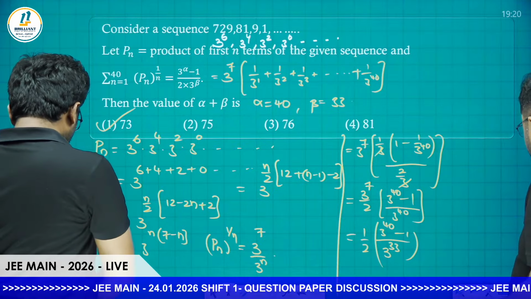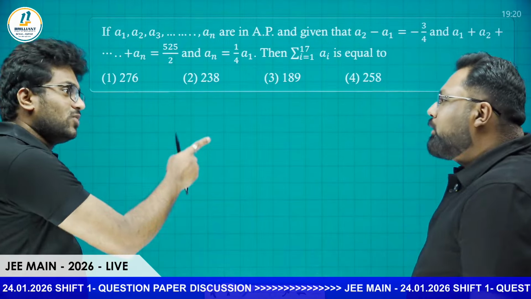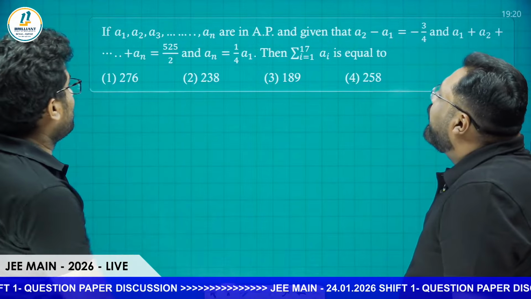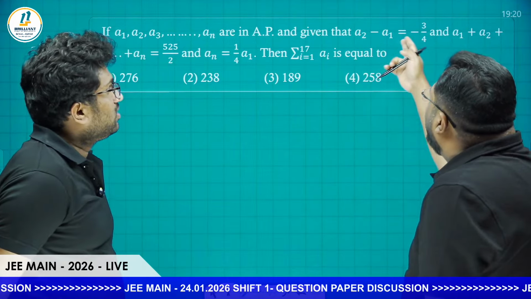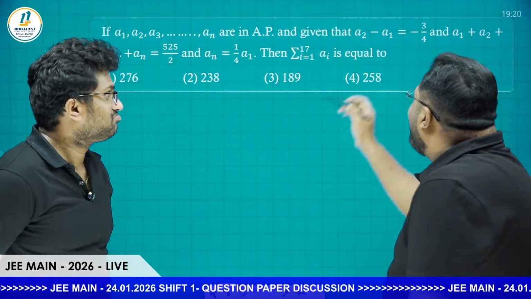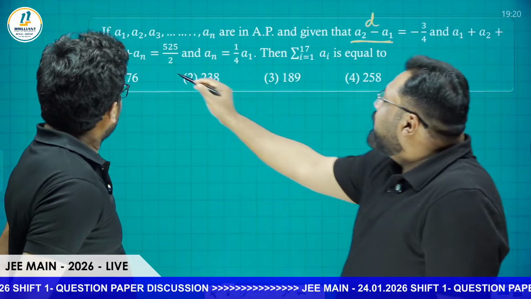Next question. This is again a question from sequence and series, just AP. They are giving you terms in AP and they are giving A2 minus A1, which is the common difference. So D is given to you.